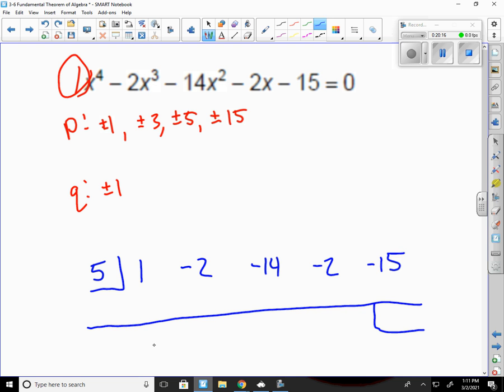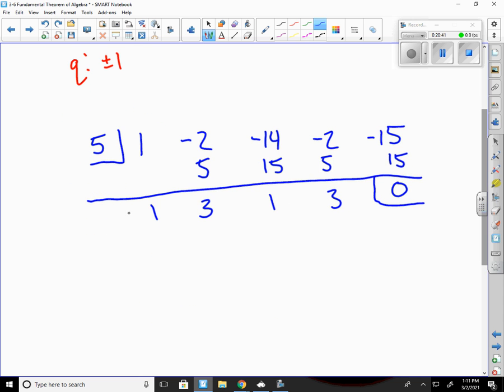Bring down the 1. 5 times 1 is 5. Negative 2 plus 5 is 3. 5 times 3 is 15. Negative 14 plus 15 is 1. 5 times 1 is 5. Negative 2 plus 5 is 3. 5 times 3 is 15. Negative 15 plus 15 is 0. Count my terms. I still have 4. I have to do synthetic division again. The other one that I had was a negative 3.